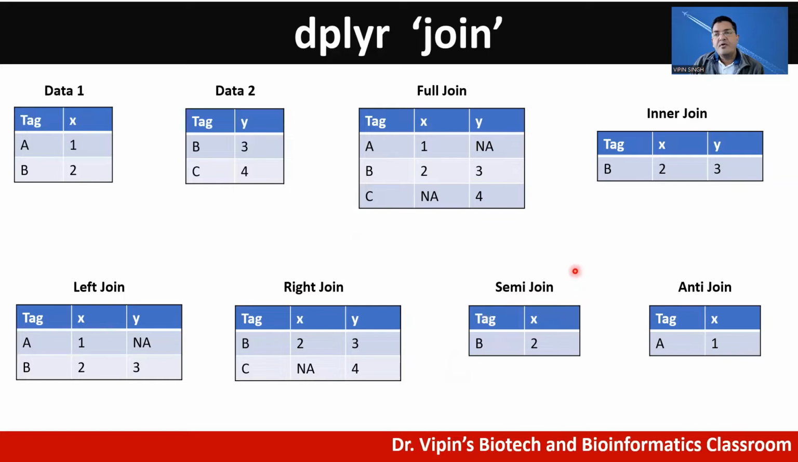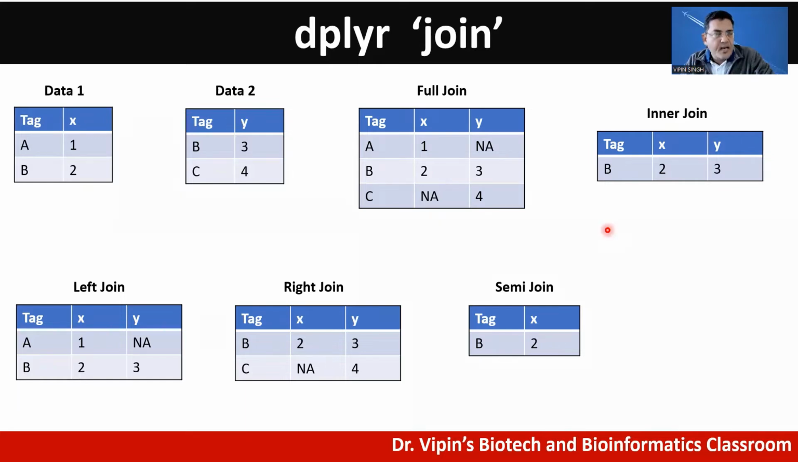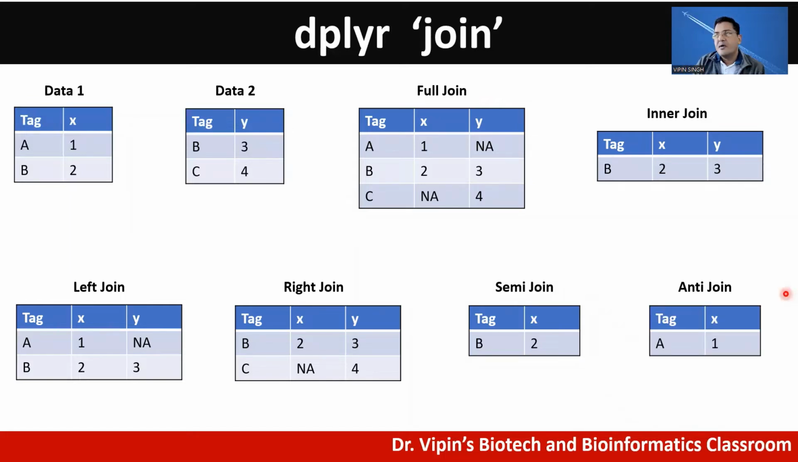Then you have semi-join. Semi-join is basically where your dataset 1 is a reference, and you're looking at what is common between dataset 1 and dataset 2, and only the value in dataset 1 is reported. And likewise, you also have anti-join. Again, you compare dataset 1 and dataset 2. You look for a tag that is exclusive to dataset 1, and only dataset 1 values for the corresponding tags are reported. Right. So let's now get into the practical demonstration and see how this works out.